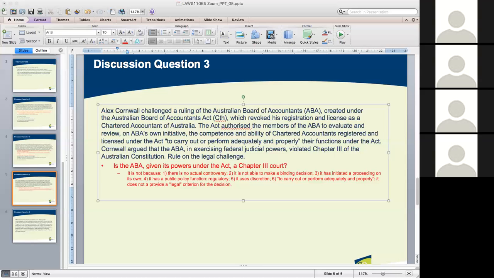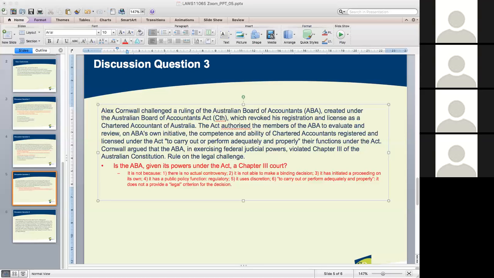The judicial system wouldn't allow it. They can't make a final and binding decision because they're not a Chapter 3 court. Okay, so that's one way of looking at it. But my question was, what if the Act also empowered the board to make final, conclusive, and binding decisions? So in addition to everything in the case facts, what if there was a provision in the Act which gave the board the power to make binding, conclusive decisions?